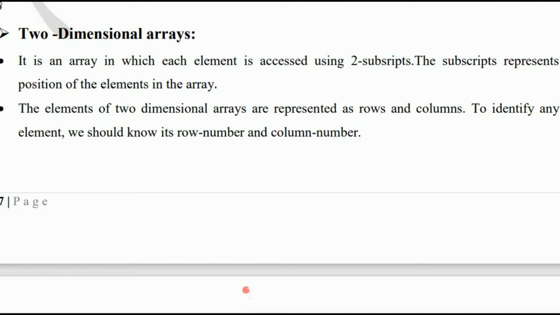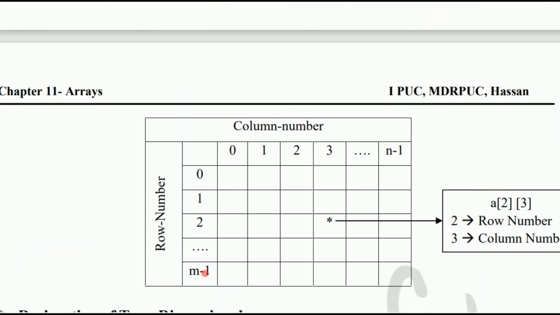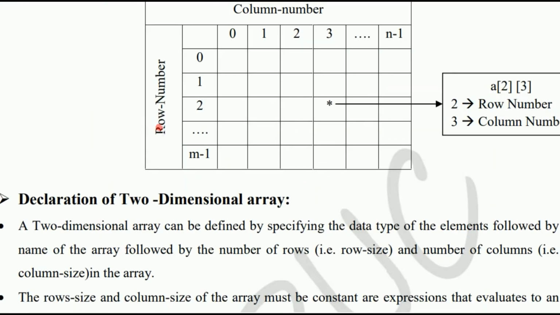Now the two-dimensional array. How can we make use of this two-dimensional array? It is an array with two sides, the row number and the column number. The row number is from 0 to m minus 1 if m is the row limit, and the column number is 0 to n minus 1 if n is the column limit, and the total number of elements is m into n.